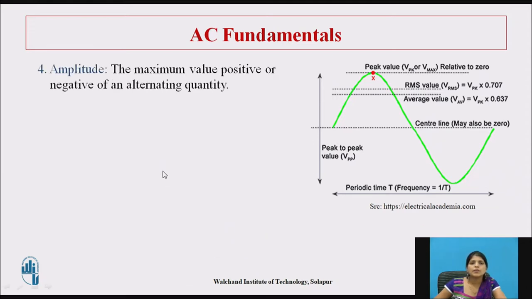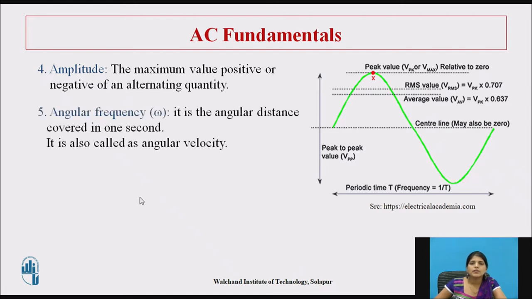Then the next parameter, that is amplitude. The maximum value, positive or negative, of an alternating quantity is called amplitude. Then angular frequency. Angular frequency is represented by omega and it is also called angular velocity. It is the angular distance covered in 1 second. Omega is equal to 2 pi f, or 2 pi upon T, and its unit is radian per second.